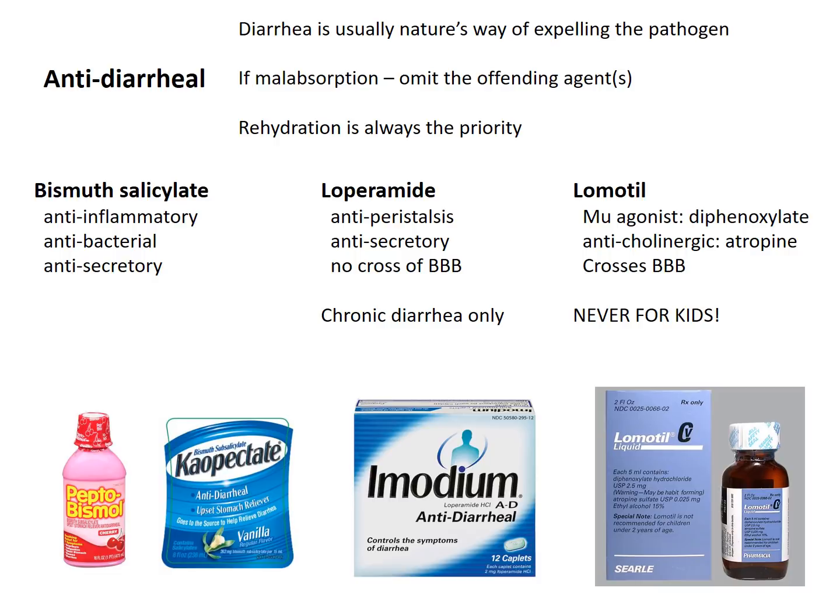Bismuth salicylate, like I mentioned really quickly, inhibits the secretory effect of the small bowel. It also has some antibacterial and anti-inflammatory effect to it, anti-inflammatory due to the salicylate, antibacterial due to the bismuth. Loperamide is actually an opioid analgesic, and you know that opioid analgesics impair peristalsis. So by impairing peristalsis, you get constipation.